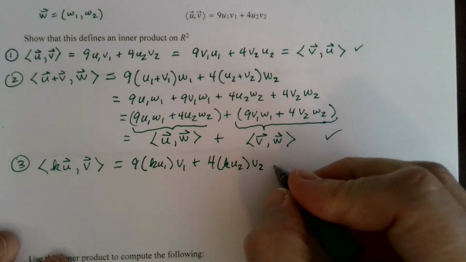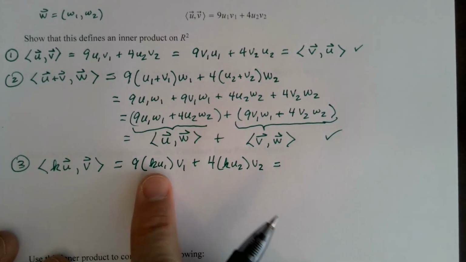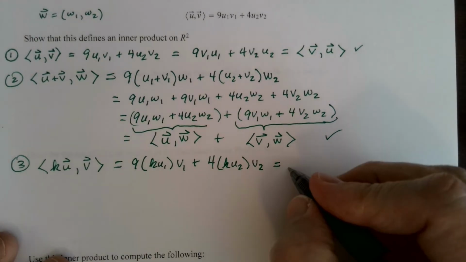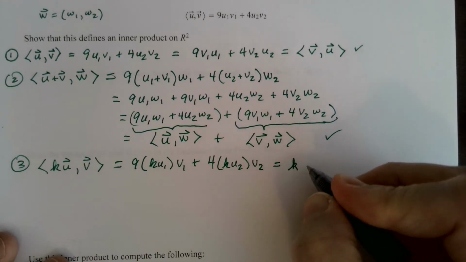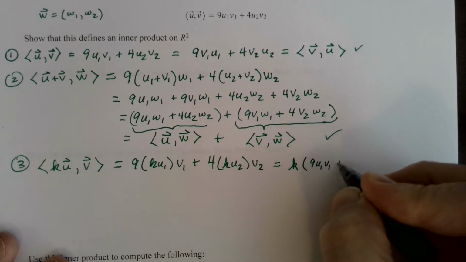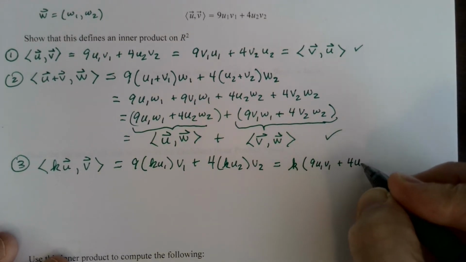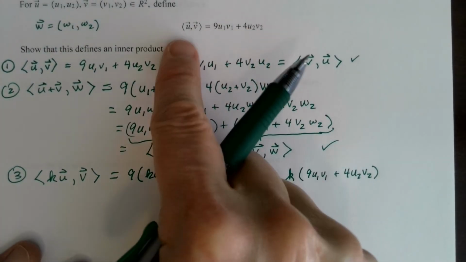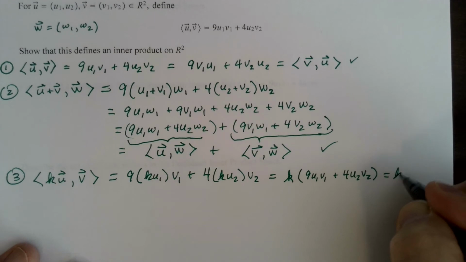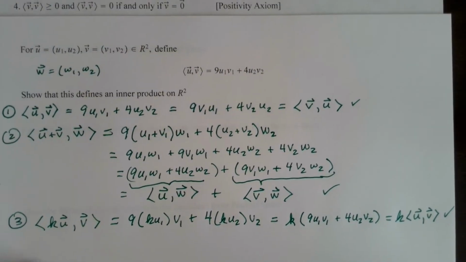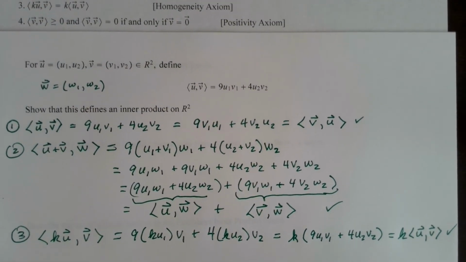And then notice that both of these have that common factor of k now. These are all real numbers. k is a scalar, a real number. I can factor out that k. And what am I left with? 9u1v1 plus 4u2v2. And what is that? That is, by definition, the inner product of u with v. And I have shown the homogeneity axiom, number 3, is satisfied.